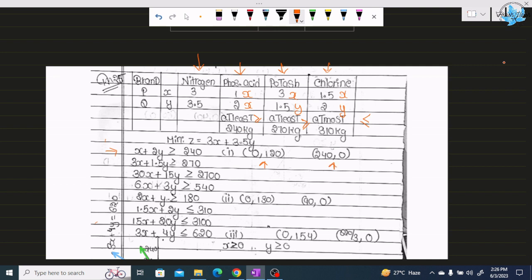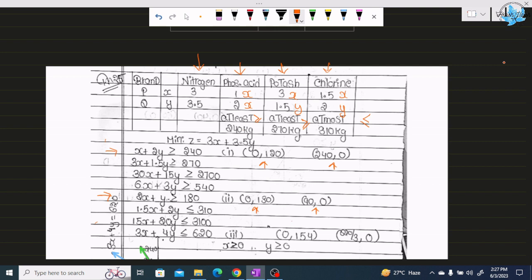You will get x is equal to 240. For the second equation, consider x to be 0. You will get y is equal to 180. And when you consider y to be 0, you will get x to be 180 upon 2.